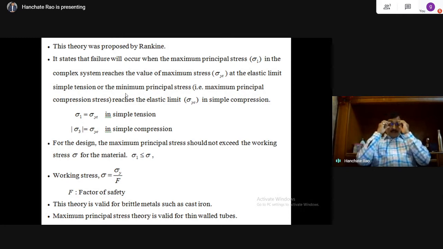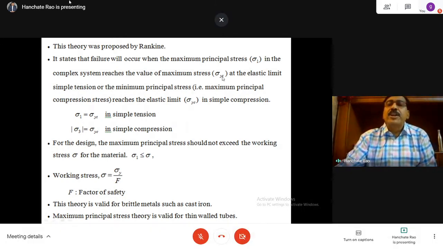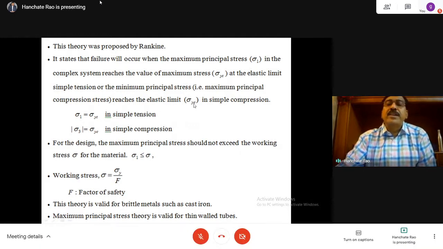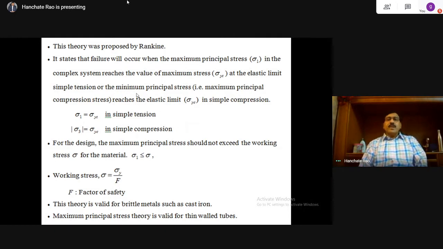So the comparison is between the major principal stress or the minor principal stress with the tensile stress at the elastic limit, or the compressive stress at the elastic limit. Y represents the yield point. So sigma YT means the maximum tensile stress at the yield point in simple tension. Sigma YC is the maximum compressive stress at the yield point in a simple compression test.